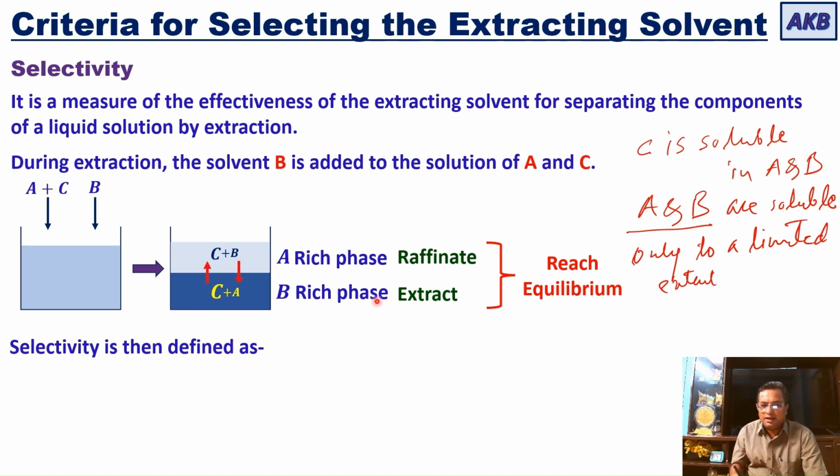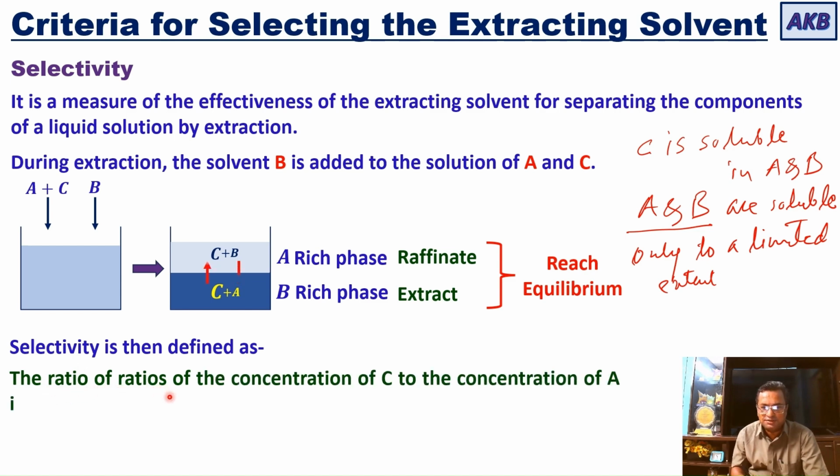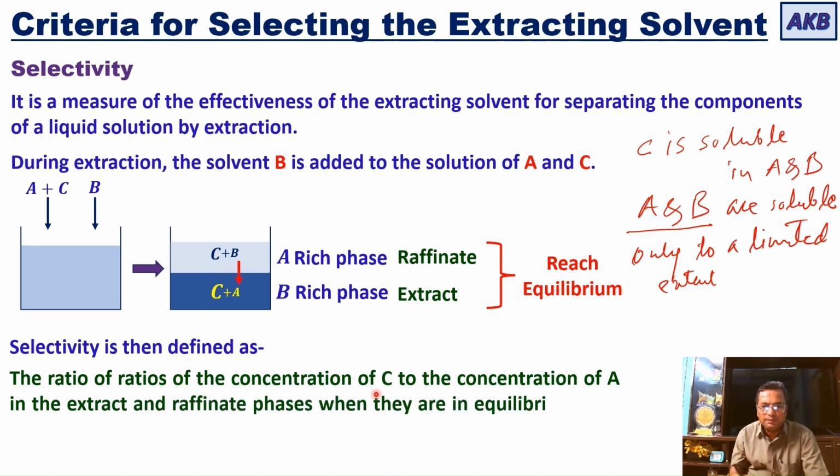Then we define selectivity when there is equilibrium between raffinate and extract. That's why I discussed how equilibrium is reached. Selectivity is defined when the raffinate and extract phases are in equilibrium with each other. And how is it defined? It is defined as the ratio of ratios of the concentration of C to the concentration of A in the extract phase and raffinate phase, when they are in equilibrium with each other.